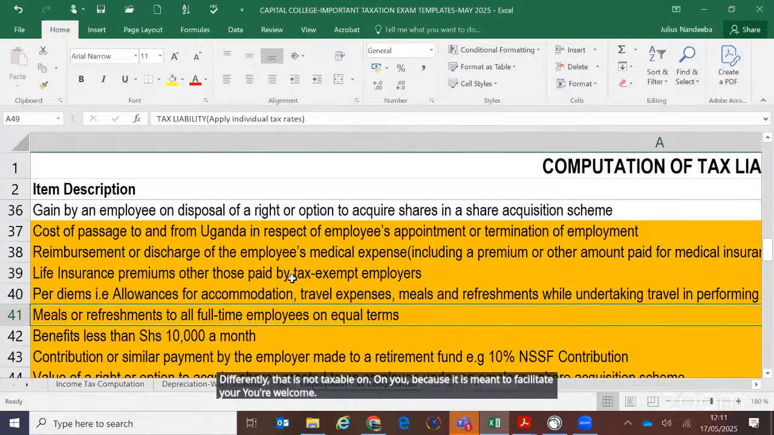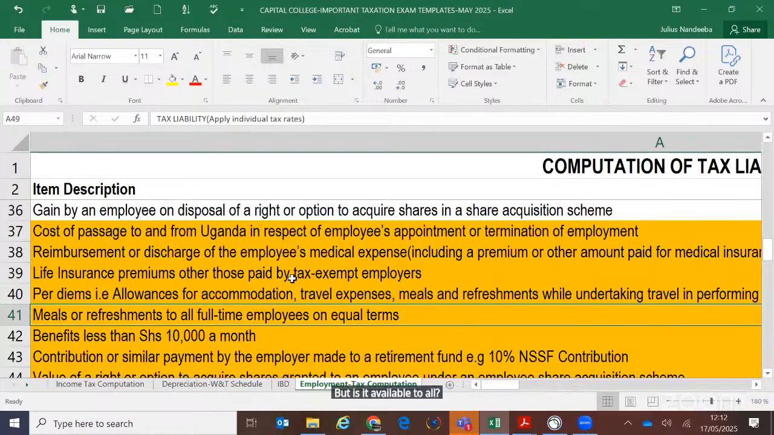Next one is meals or refreshments for full-time employees on equal term basis. If the company gives you food and it is available for everyone, by the way, they don't force everyone to eat. Do not say that everyone must eat. But is it available to all full-time employees on equal term basis? If that is the case, then that becomes non-taxable.